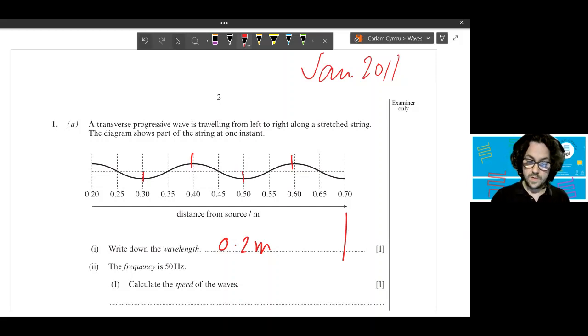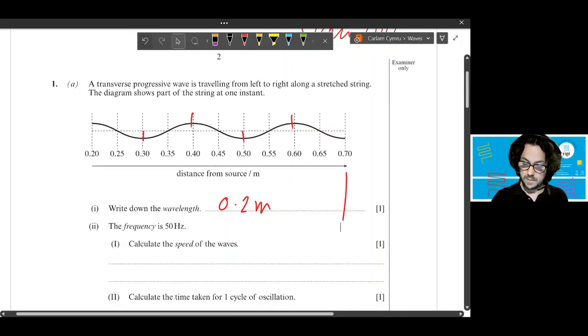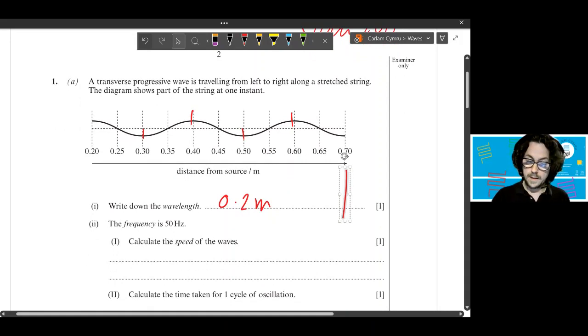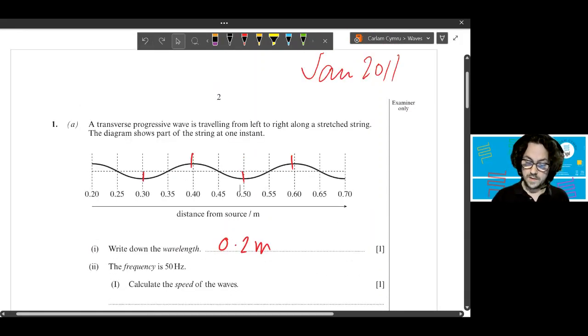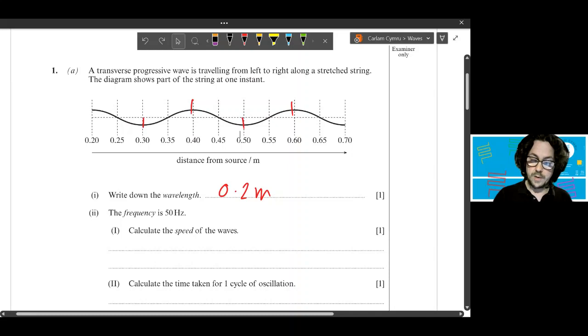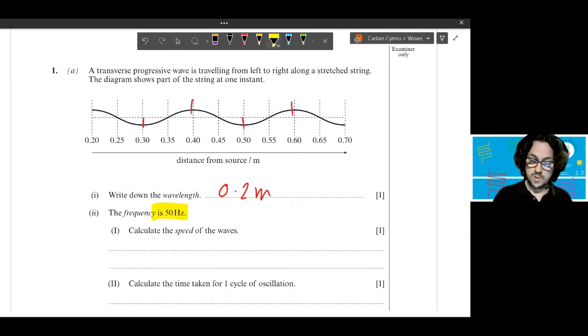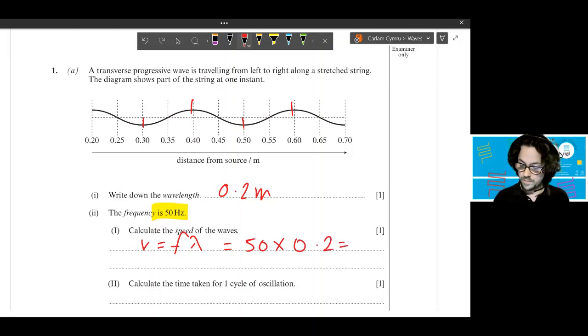Calculate then the speed of the waves. That's the next bit. So it tells us you've got a frequency of 50 hertz, which is excellent news. And we can just use the wave equation to very quickly do this. v is equal to f lambda, which is equal to 50 times 0.2, which is equal to 10 meters per second, or m s^-1. Sorry about the writing, kids.